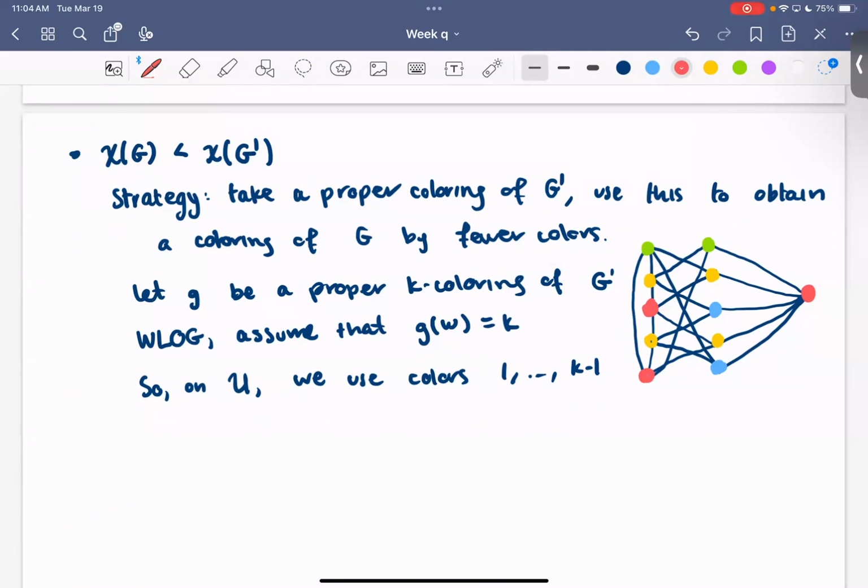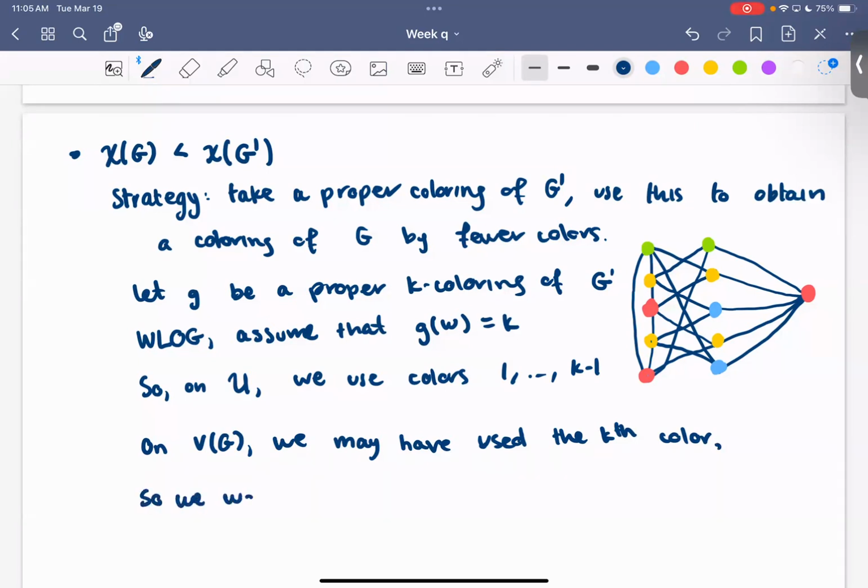Okay, so how do we remedy this situation? On the vertices of G, we may have used the kth color. And we want to change that in some way to obtain a proper K minus 1 coloring of G. So we want to recolor these vertices using colors 1 up to K minus 1.